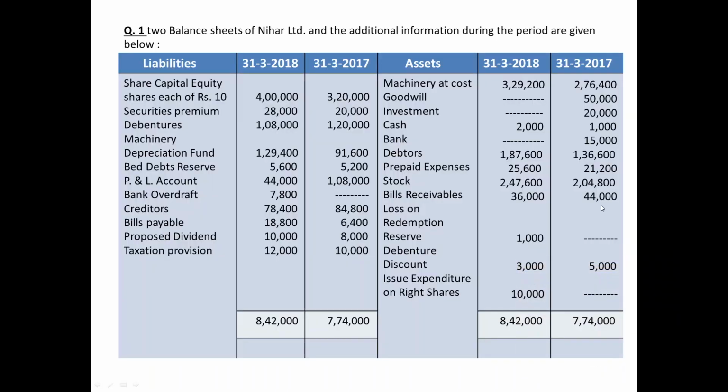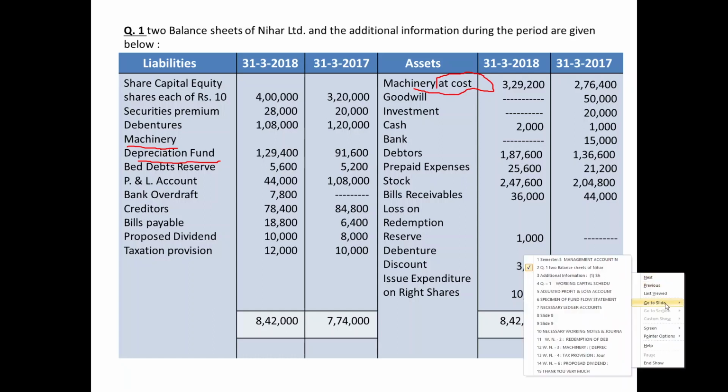See the balance sheet. Very first item of the asset side: machinery at cost. The word is at cost. And on the liability side, balance of depreciation fund has been given, machinery depreciation fund. So over here, the company follows the depreciation fund system, and that is why the machinery has been shown at its original cost.